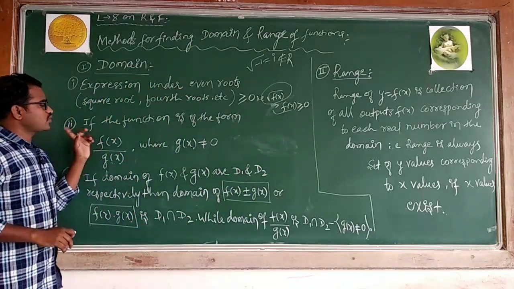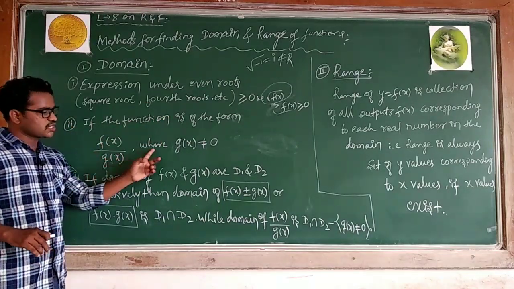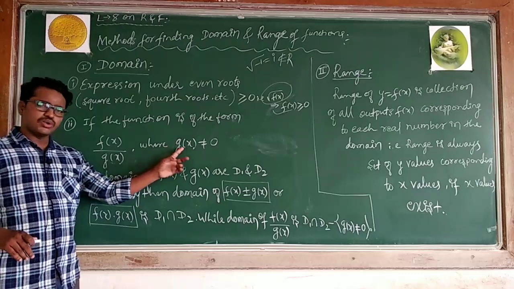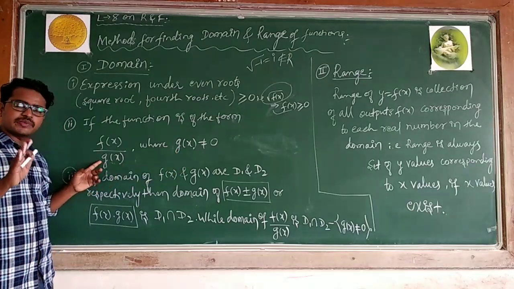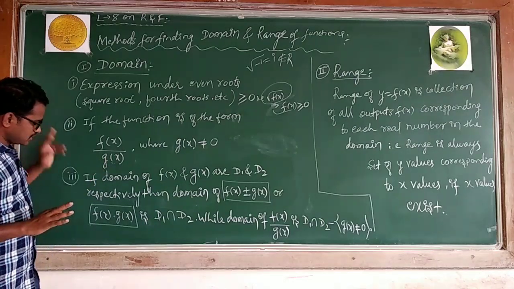The second point is: if the function is of the form f of x divided by g of x, then the denominator should not be equal to 0. The denominator may be positive, it may be negative, don't worry. You just take care of these two things.